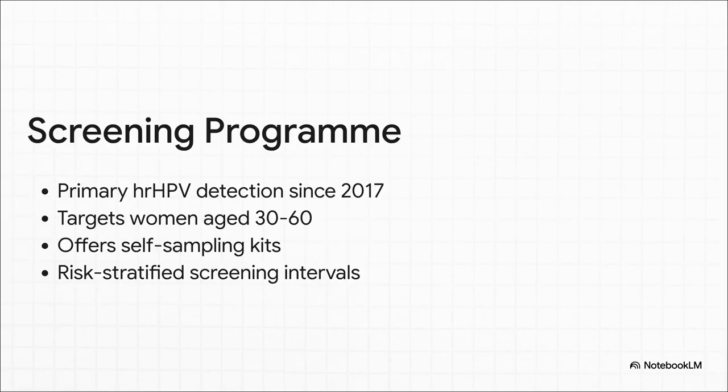And let's look closer at that secondary prevention pillar, because the screening program is really advanced. Since 2017, the whole thing has been based on primary high-risk human papillomavirus molecular testing. But it also includes some fantastic innovations, like offering self-sampling kits to lower the barrier to participation. And it's smart. It uses risk stratification to optimize how often people get screened, which means we can safely extend those intervals for low-risk individuals.